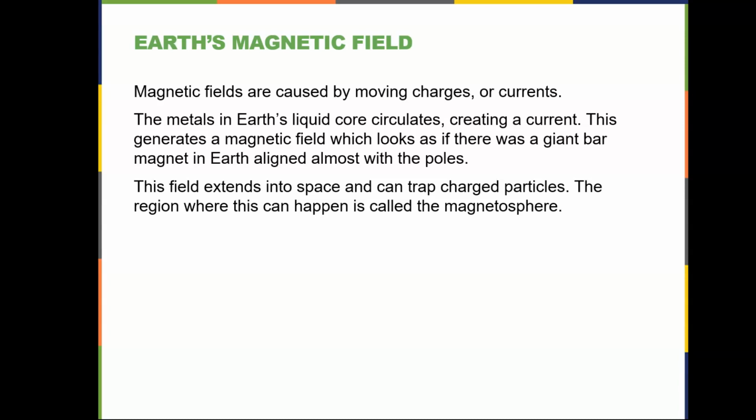Next, we will discuss Earth's magnetic field. Magnetic fields are caused by moving charges or currents. The metals in Earth's liquid core carry charges and circulate, which creates a current. This generates a magnetic field which looks as if there was a giant bar magnet in Earth aligned almost with the poles. This field extends into space and can trap charged particles. The region where this can happen is called the magnetosphere.